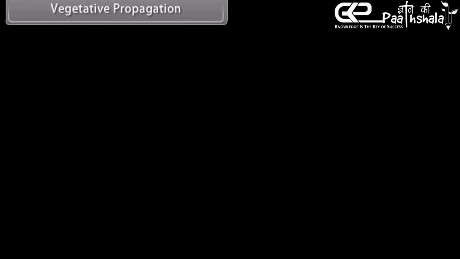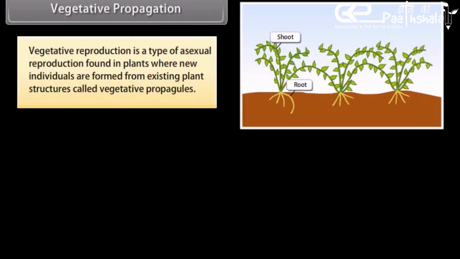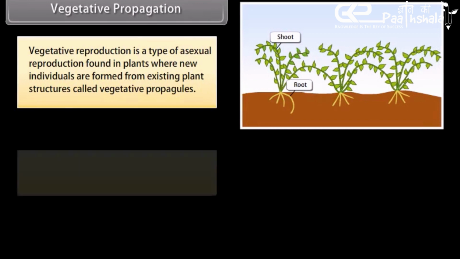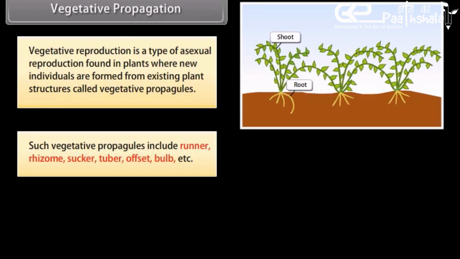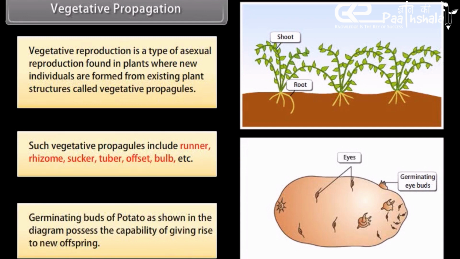Vegetative propagation. Vegetative reproduction is a type of asexual reproduction found in plants where new individuals are formed from existing plant structures called vegetative propagules. Such vegetative propagules include runner, rhizome, sucker, tuber, offset, bulb, etc. Germinating buds of potato, as shown in the diagram, possess the capability of giving rise to new offspring.